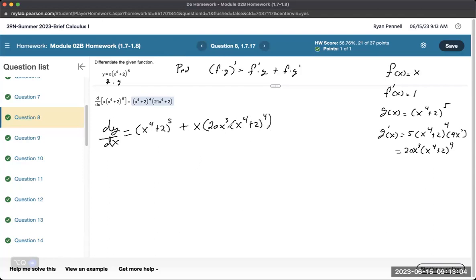Okay, I'm going to really need to clean this up. So let's do that. If I bring in the x, I have 20x to the fourth, (x to the fourth plus 2) to the fourth. Yeah, that looks good. And then we have (x to the fourth plus 2) to the fifth. Okay. And then from there, well, you can factor out an (x to the fourth plus 2) because they both have that.